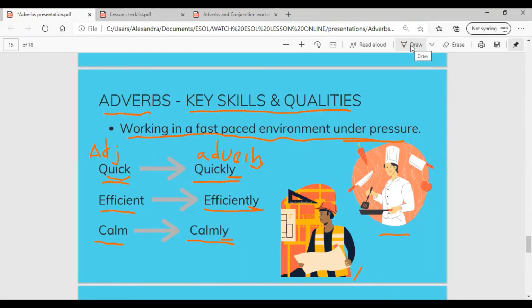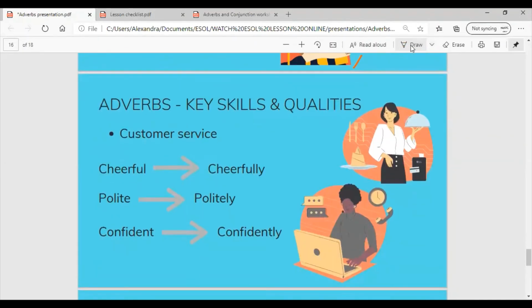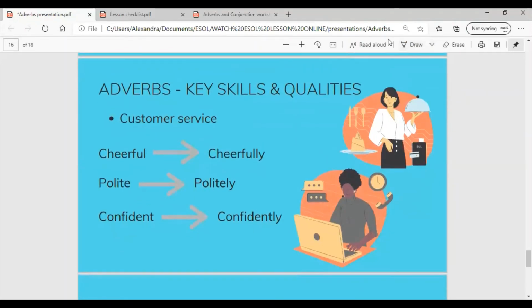Okay, so now we'll look at another quick example of another way to use adverbs when talking about our key skills and qualities. We think about working in customer service. You might be a waiter or waitress, or you might be working in a call center or talking to people a lot for your job. And these are a few other key skills and qualities that are great to use in job applications when describing how you have done certain tasks, or when you've worked in an area that relies on customer service.